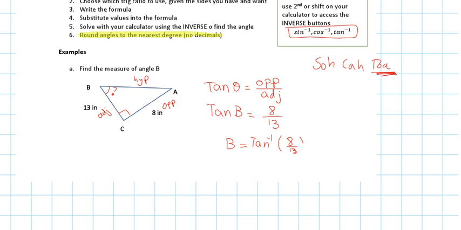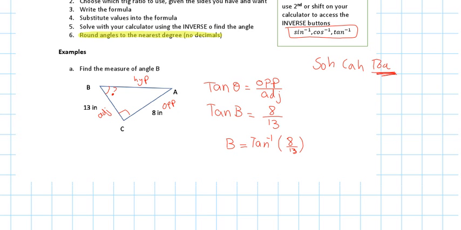So, on your calculator, you're going to have to do that exact same thing. You're going to do the second or the shift or whatever button that you have. Press the tan, open bracket, 8 divided by 13. If your calculator is backward, then you have to do 8 divided by 13 first, equals. Okay, then you do shift tan. And this is your angle. Okay?